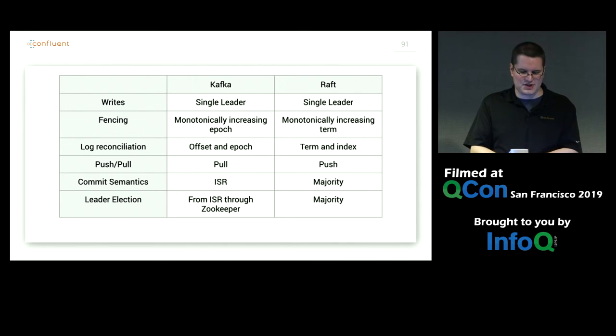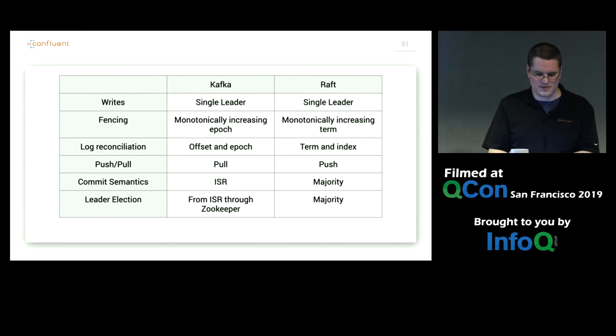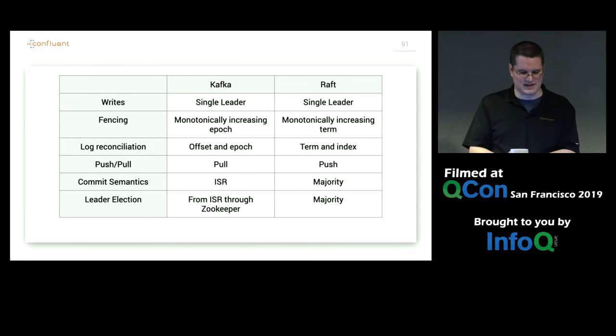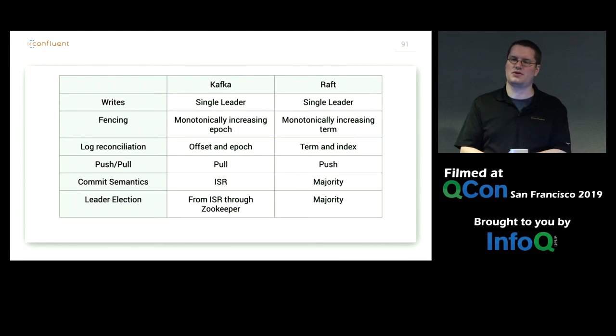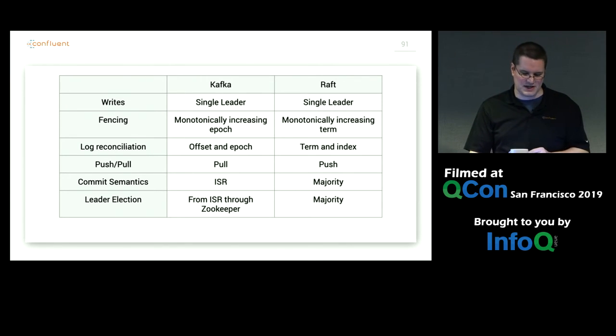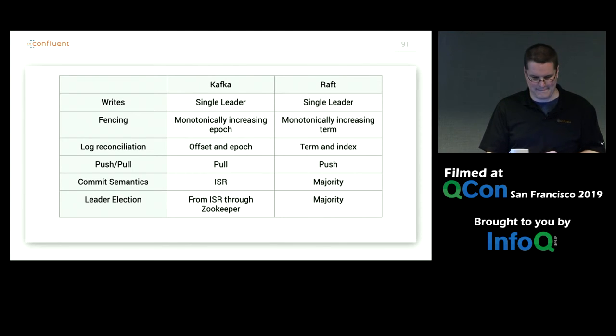Aside from that, though, the replication protocols are not too different. Raft has terms, Kafka has epochs. They're pretty similar. The push-pull thing is interesting. In the traditional Raft context, changes are pushed out. In Kafka, they're traditionally pulled. But it turns out this isn't that big of a difference. You can actually adapt the system pretty easily.